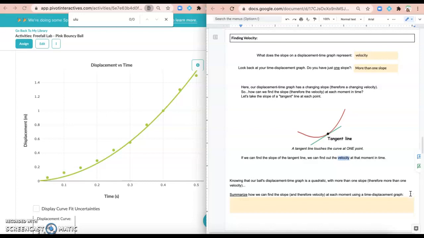But I'd like you to pause the video right now and give your brain some time to process this. I want you to summarize how we are going to find the slope and therefore the velocity at each moment on our displacement time graph. Pause now and answer in your own words.